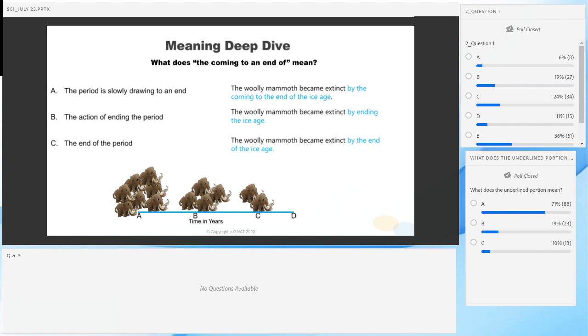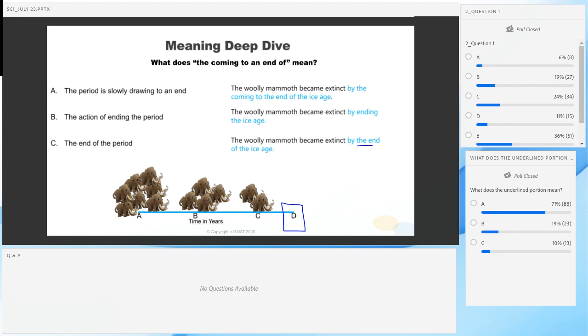Now the last one, which is our choice E, by the end of the period. When we are saying that the woolly mammoth became extinct by the end of the ice age, we are only talking about point D in the ice age.